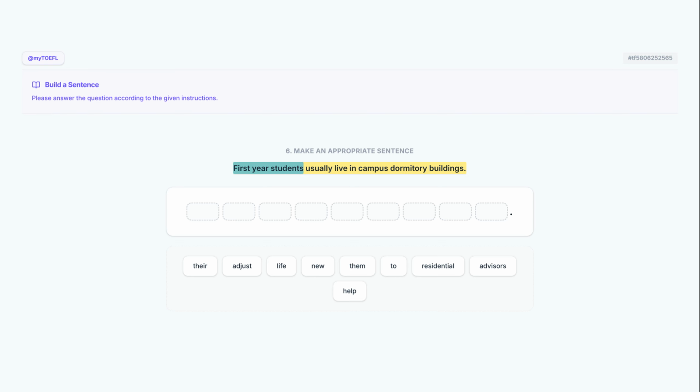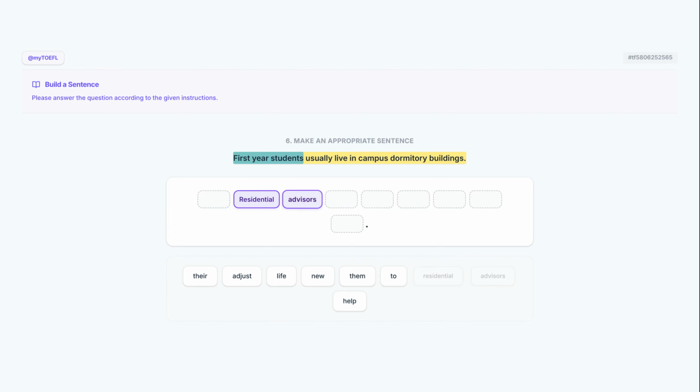Let's move the words into place one by one. First, we drag the adjective residential. Next, we place the noun advisors. Then, we need the main verb, so we drag help. We follow this with the object pronoun them. Next, we add the infinitive verb adjust. Then we use the preposition to, followed by the possessive adjective their. Next, we place the adjective new. Finally, we add the noun life.